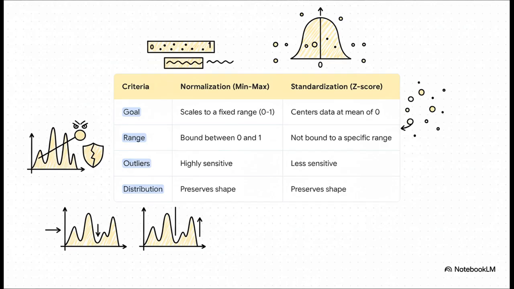Now here is the most important part, outliers. Normalization is super sensitive to them because one extreme value completely changes the min or max. Standardization, though, is way less sensitive because it uses the mean and standard deviation, which are much more robust and aren't thrown off as easily by a few outliers. And finally, it's good to remember that neither of these is going to change the basic shape or distribution of your data. They just shift it around.